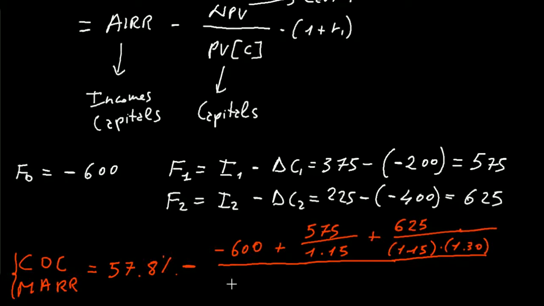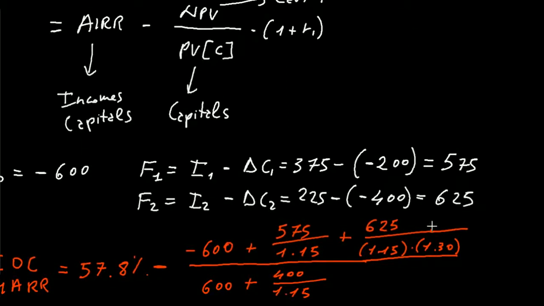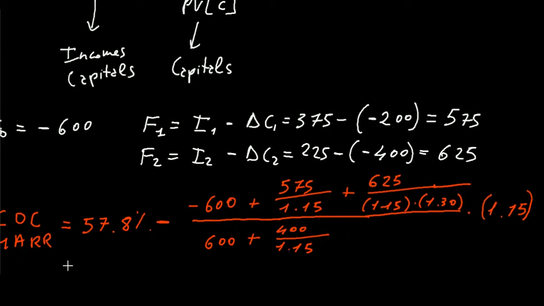Okay. The total capital, we have already computed it. However, let's compute it again. 600 plus 400 divided by 1.15. We just have to multiply by 1.15, and we get the overall cost of capital. We find back our cost of capital, which is 19.2.